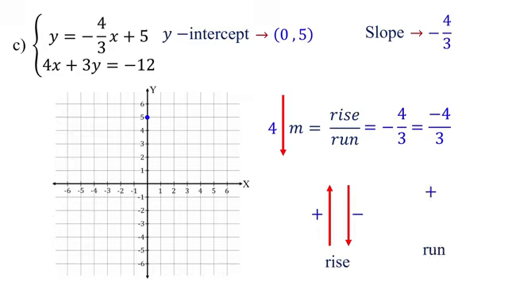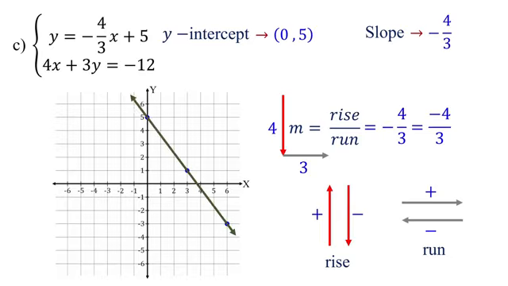Similarly, when the run is positive, we go to the right, and when it is negative, we go to the left. In this case, the run is +3, so we go 3 units to the right. Now, starting from the y-intercept, move down 4 units, then move to the right 3 units, and plot the second point. Let's add one more point. Starting from this point, move down 4 units, and move to the right 3 units, and plot the third point. Then, connect these points with a straight line.